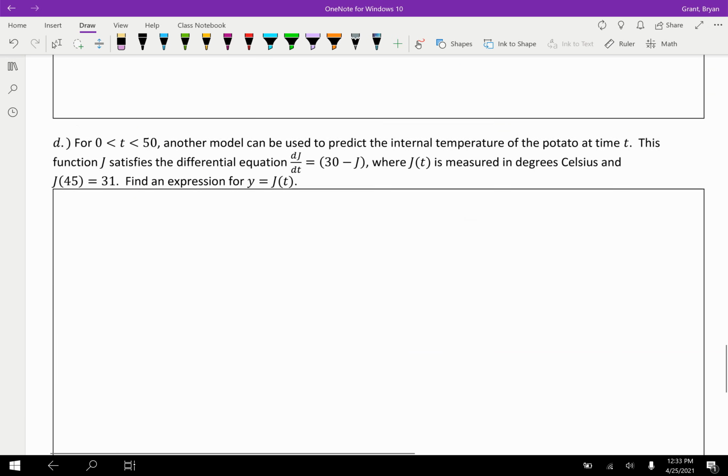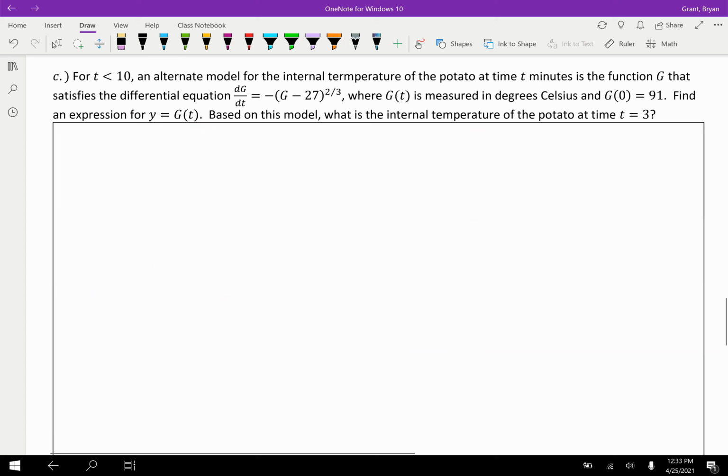All right, last page. I know we're already there. Very exciting. For t less than 10, an alternate model for the internal temperature of the potato is the function g that satisfies this different differential equation. Okay, find an expression for y equals g of t. Buzz phrase, find the expression for y equals g of t. That means we're solving this differential equation by working backwards, taking the antiderivative. And then, based on this model, what's the internal temperature of the potato at time t equals 3?